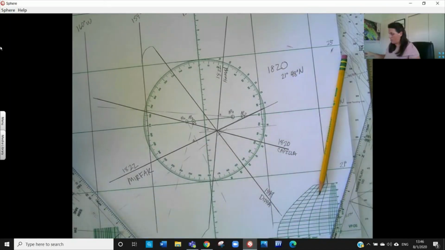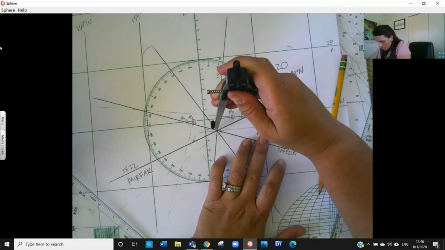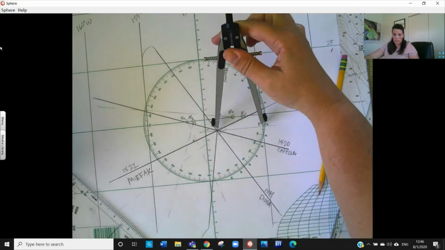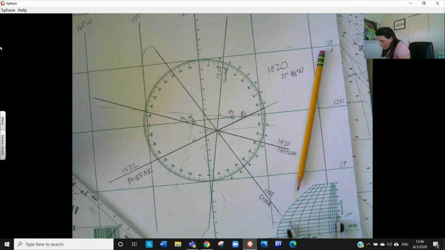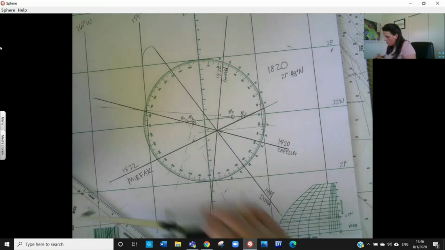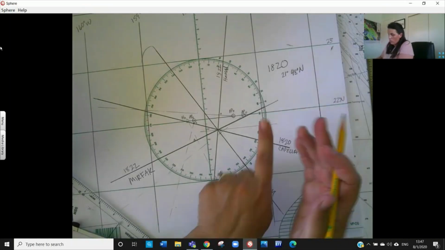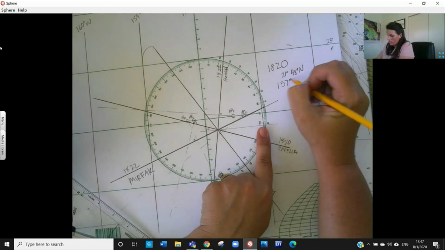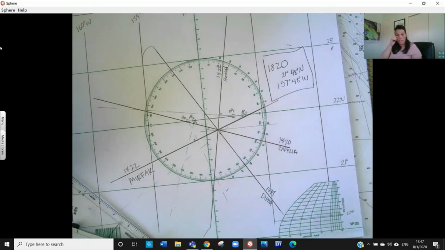My longitude, here's my longitude. Bring it down to my longitude scale. I'm at about 48, maybe 48 and a little bit of change, but we're going to call it 48. So we are at 157 degrees, 48 minutes west. So that was my star fix.